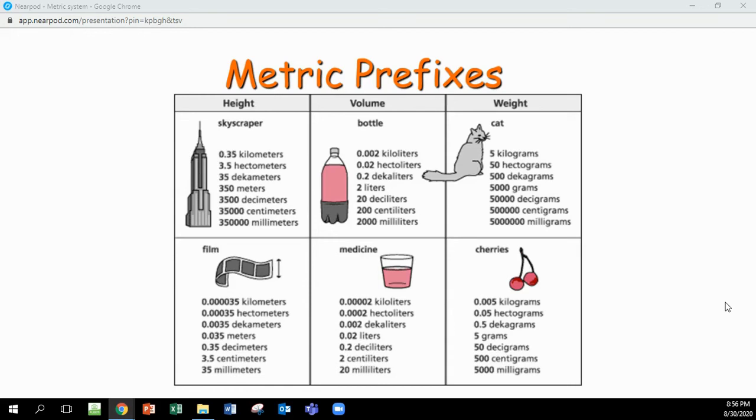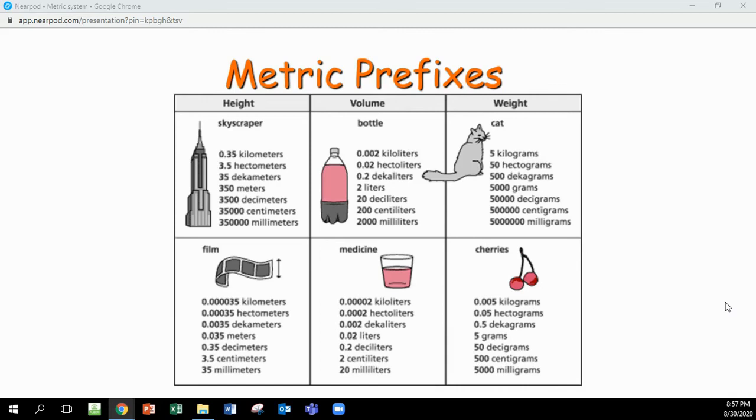For volume, we talk about volume in terms of liters in chemistry or in science. We talk about measurements of distance in terms of meters. We talk about volume in terms of liters. So you can have 2 liters, which is the same as 2,000 milliliters, which is the same as 0.002 kiloliters.